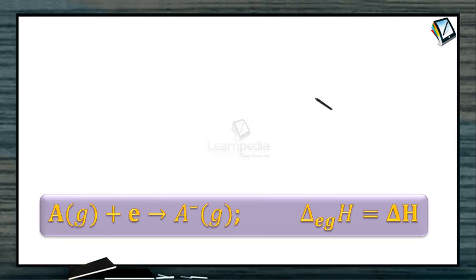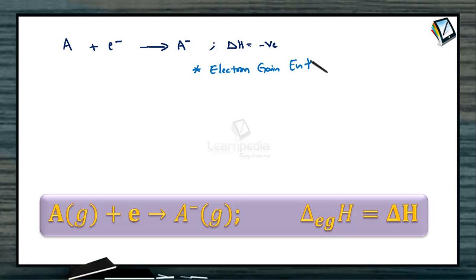Now, instead of the word electron affinity, you can use another term, electron gain enthalpy. We already know that by acceptance of one electron, it forms the corresponding anion and releases some energy. That means by gaining one electron, it releases some energy. That's why it is called electron gain enthalpy. This would be the appropriate term instead of electron affinity. Electron affinity is also called electron gain enthalpy.